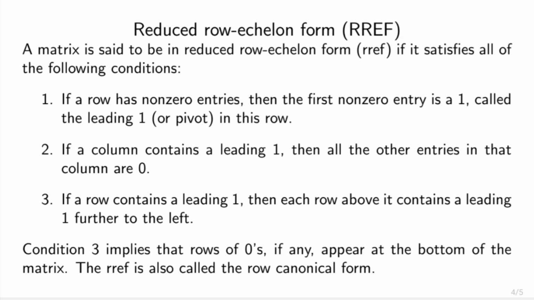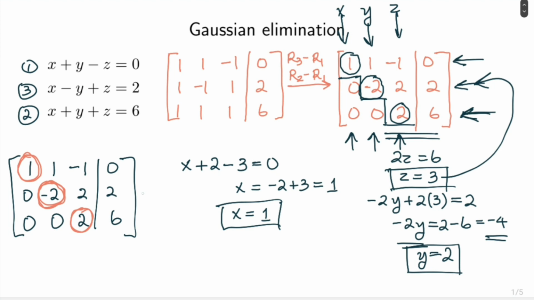The first one: if a row has non-zero entries, then the first non-zero entry is a 1, called the leading one or pivot in this row. So unlike in row echelon form where the leading entry could have any value, it just needed to be non-zero, here we put a restriction that it has to be 1. So if you look here, for instance, in this row, the leading entry was minus 2. But if we want to put this matrix in reduced row echelon form, then we have to divide it by minus 2 so that it becomes a 1.